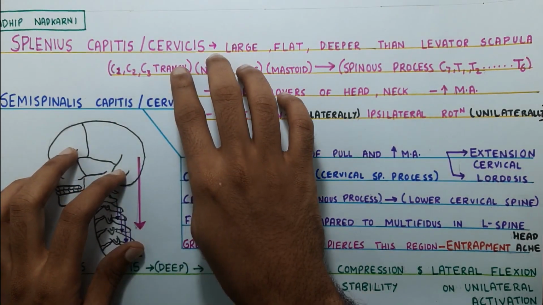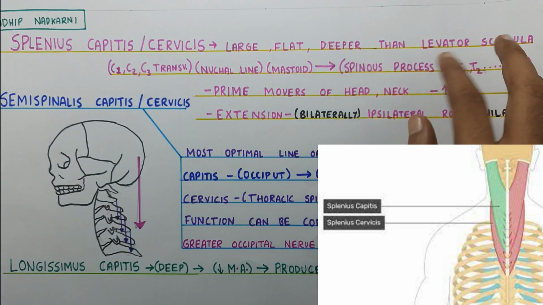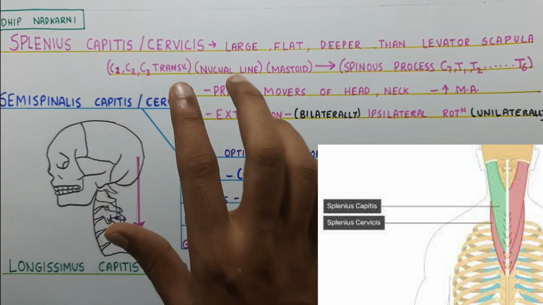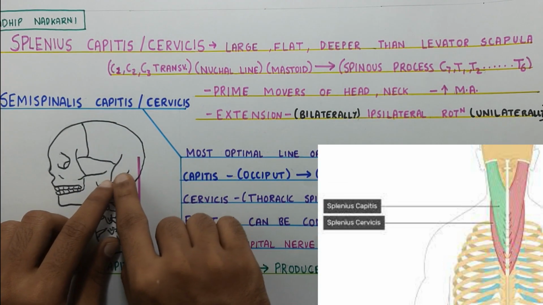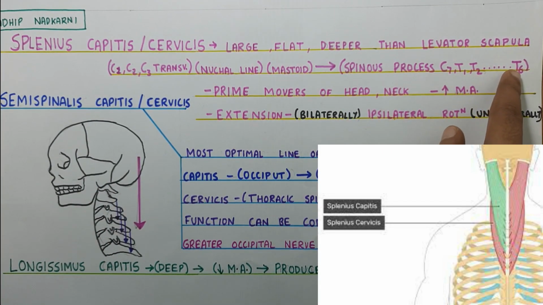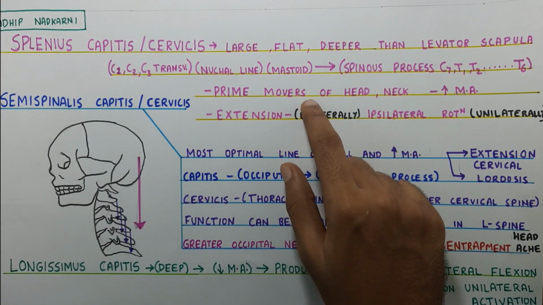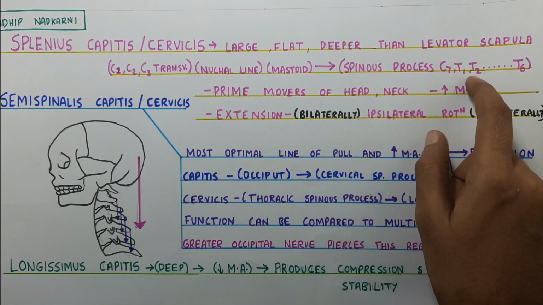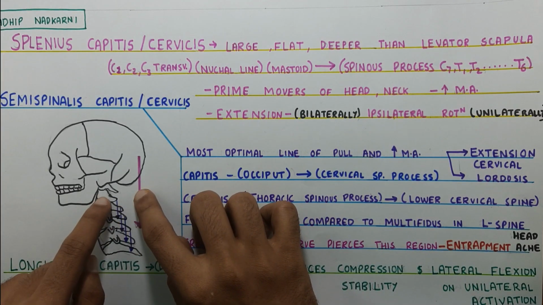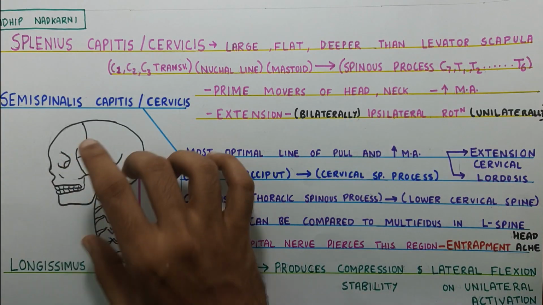So splenius capitis and cervicis is a large, flat and deeper muscle compared to levator scapulae, okay? And it starts from C1, C2, C3 transverse process, the nuchal line and the mastoid, so somewhere from here, and then it goes to spinous process of T1, T2 till T6, okay? So because they are not too deep, they are the prime movers of the head and neck because of their larger movement arm. So if you can see, this is the movement arm. It is so much away from your cervical spine, right? So it has a pretty good movement arm. Hence they create movement at the cervical spine.